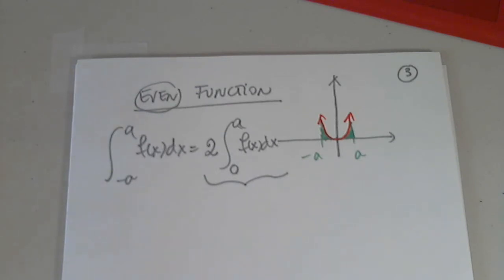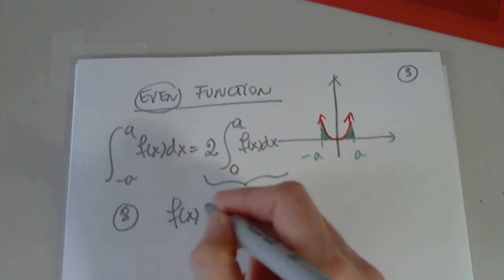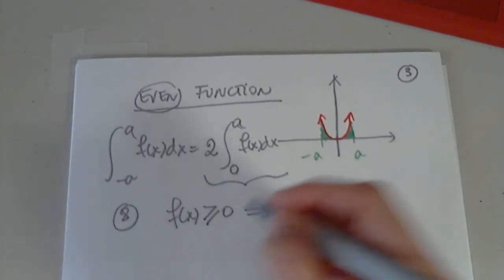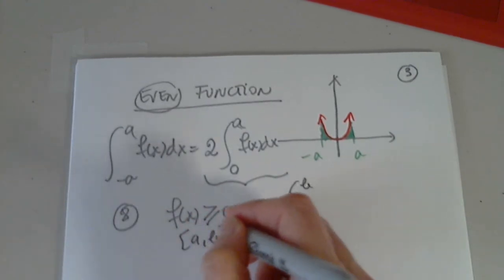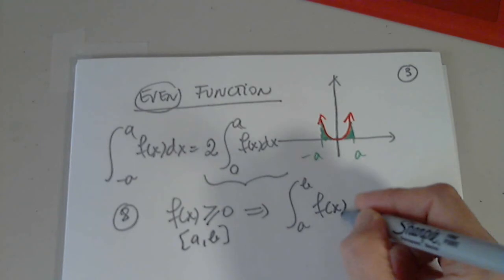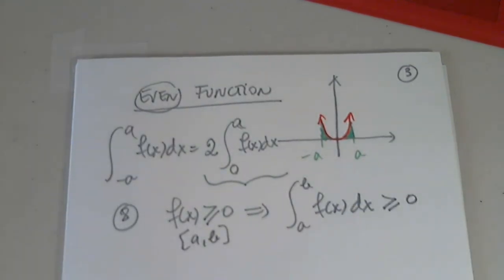Okay, I think I'm on property 8. If a function is greater than or equal to 0 on the interval a, b, then the integral of f of x dx will definitely be greater than or equal to 0. So if the function is positive, it is guaranteed that the area will be positive.